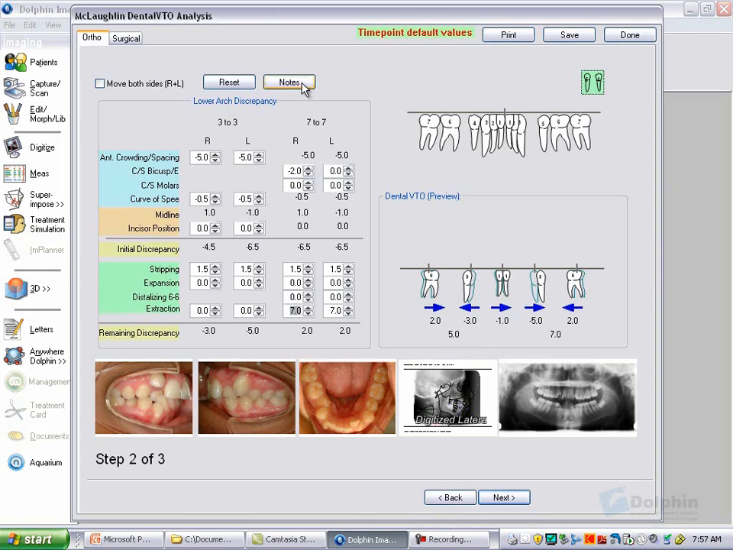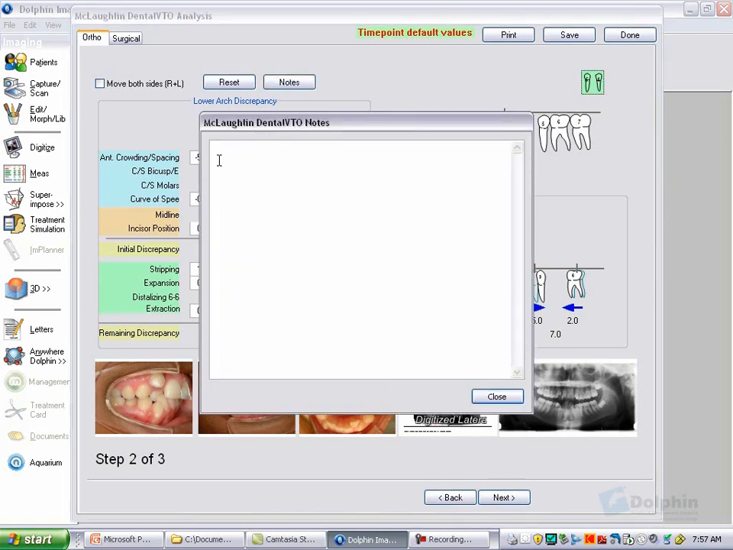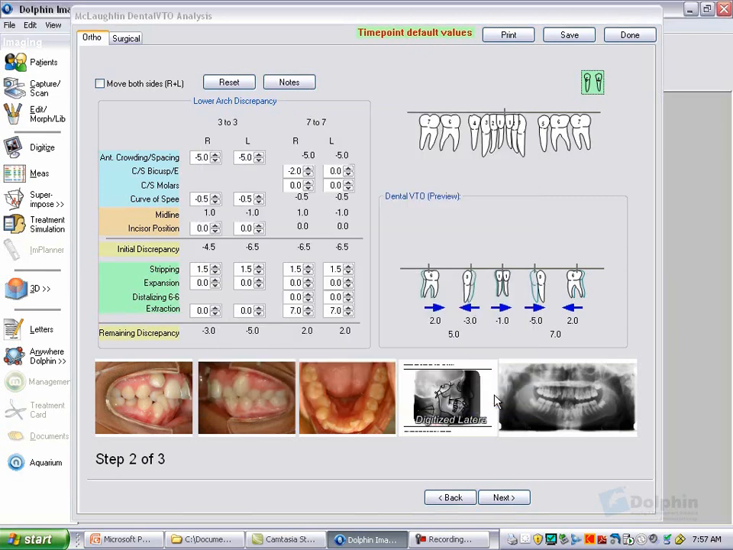And at this point, if we want to make any notes on where we are, any comments about this, any special features, we can go to Notes, open that area up. We can type in any notes that we might want to add, and then when we're finished, we can close. That'll automatically be saved in the Notes area. So we've now completed the second step or second chart.